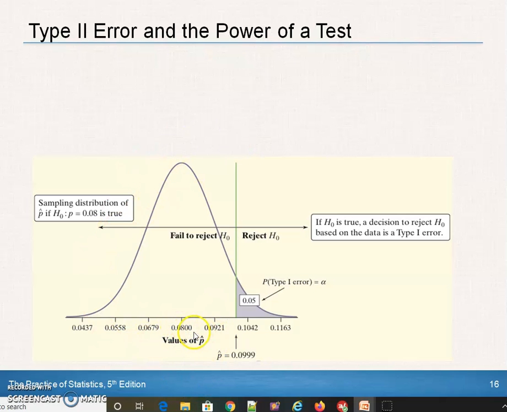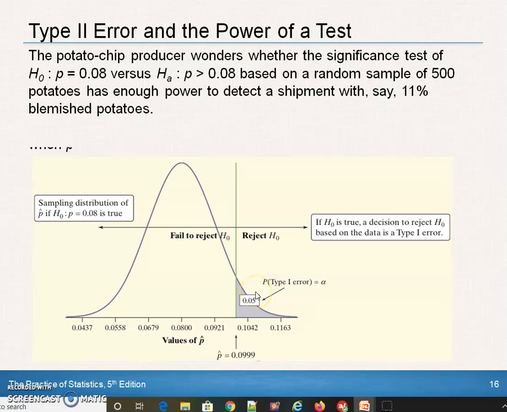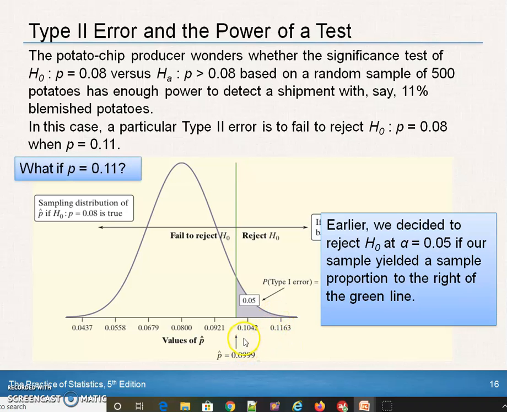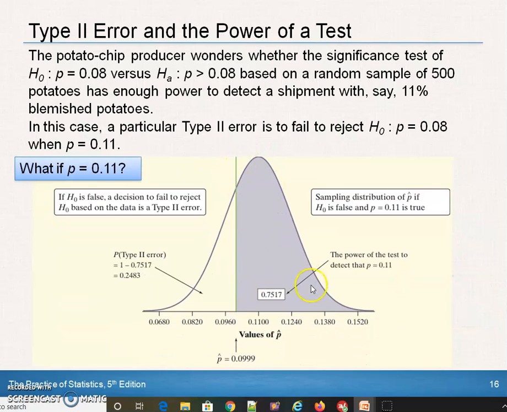If 0.80, or 0.08 rather, is this situation, and the error here, the type 1 error is alpha 0.05. Now, notice this green line. Suppose we assume that instead of 0.08, it's 0.11 someplace in here. We get a new picture. And now you get this big area. This area is 0.7517. This is the power of the test.